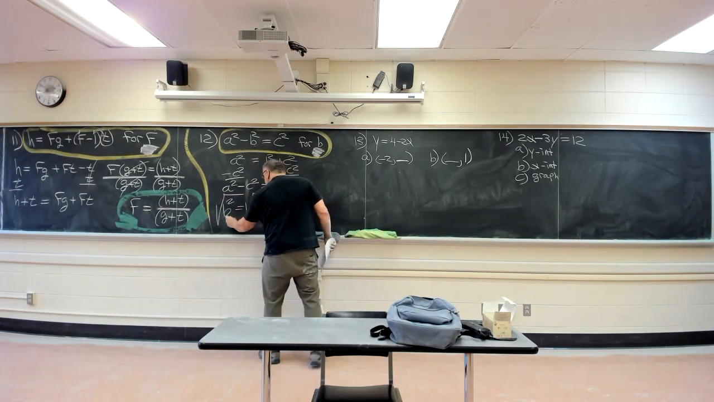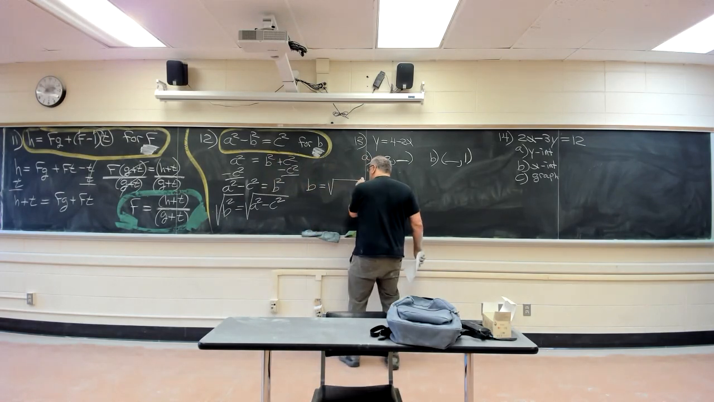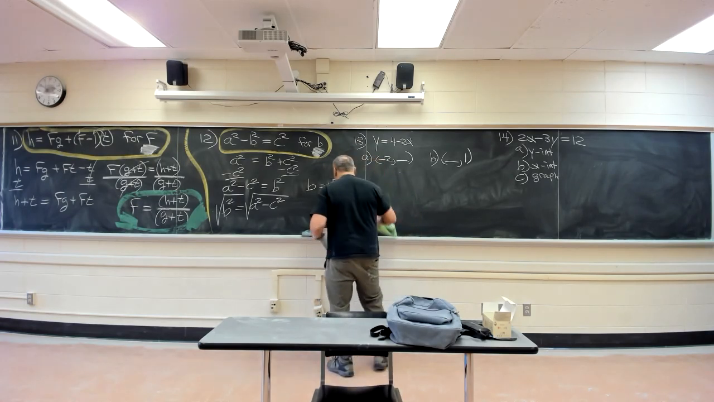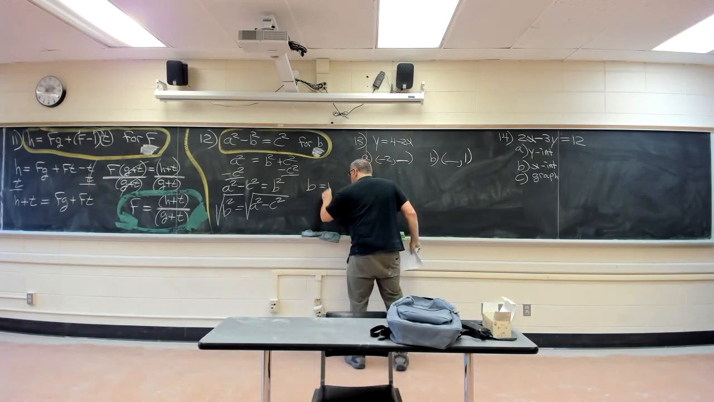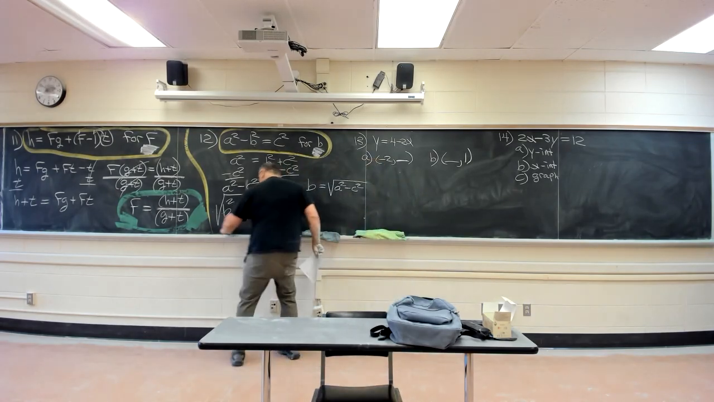Square root both sides. The square root of b squared is b. And the square root of this is whatever it is, but at least written out, there it is.